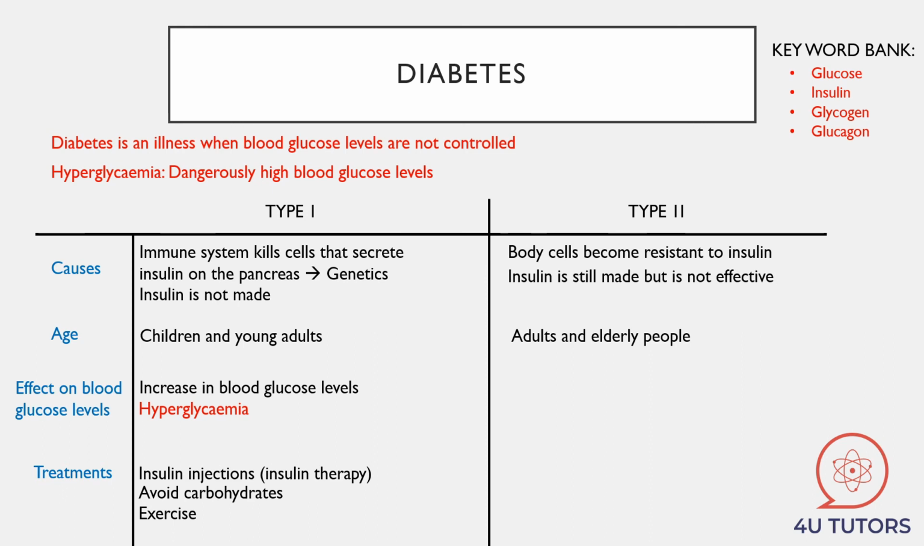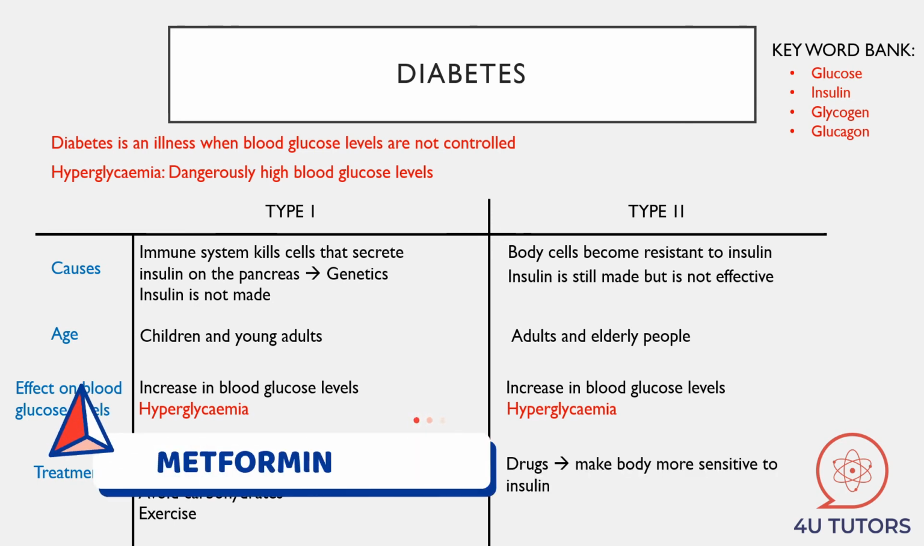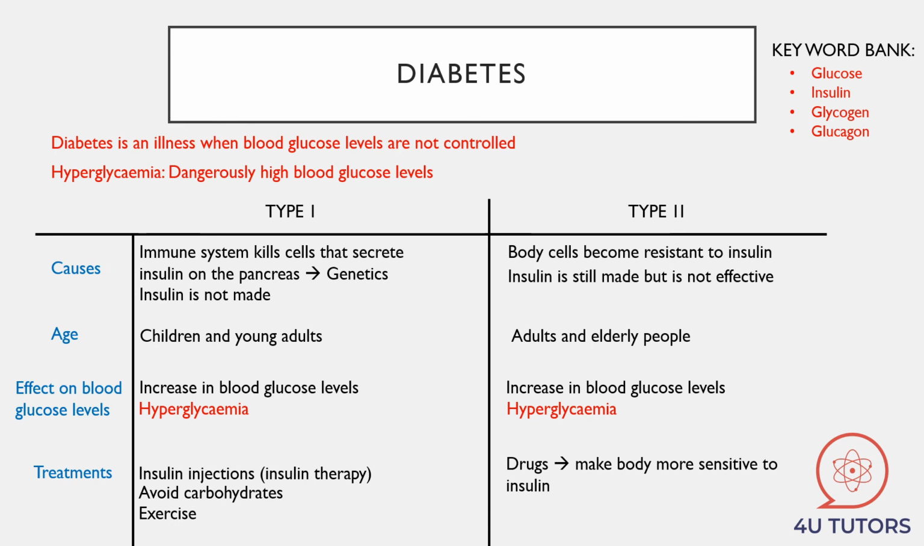Type 2 diabetes causes the exact same problems as type 1 diabetes does. We get an increase in blood glucose levels and eventually hyperglycemia. To tackle type 2 diabetes, doctors prescribe drugs such as metformin to tackle the resistance to insulin. Once again, patients will be encouraged to avoid carbs and regularly exercise just like they would in type 1 diabetes.